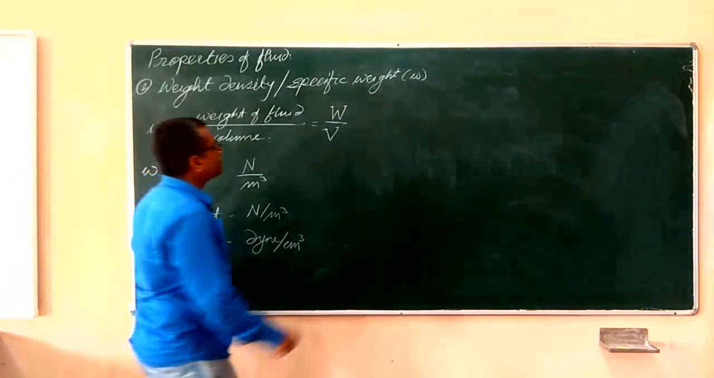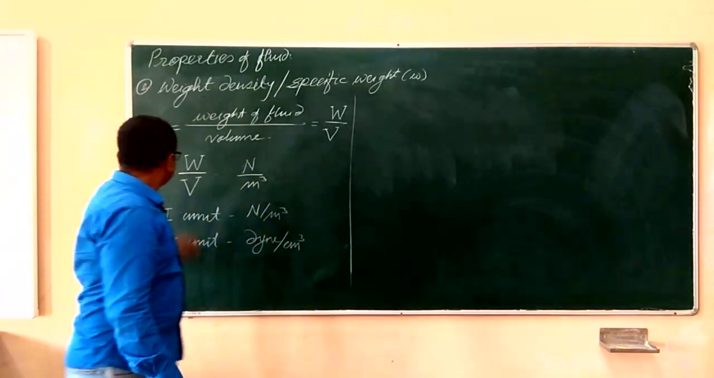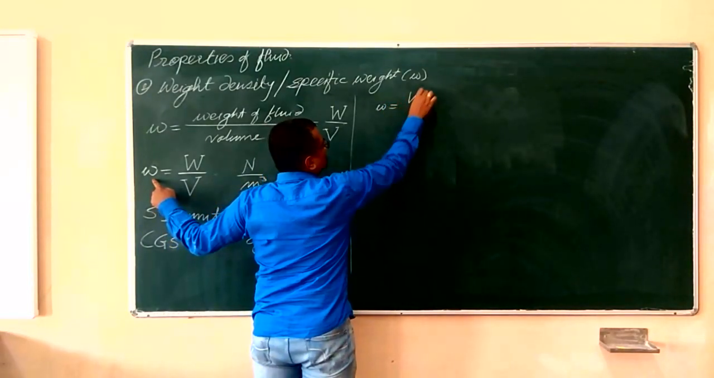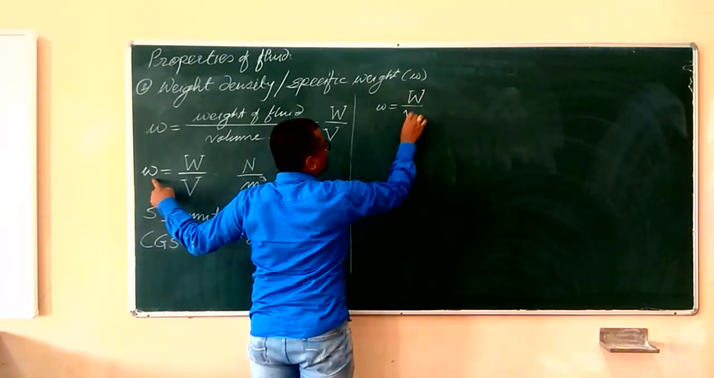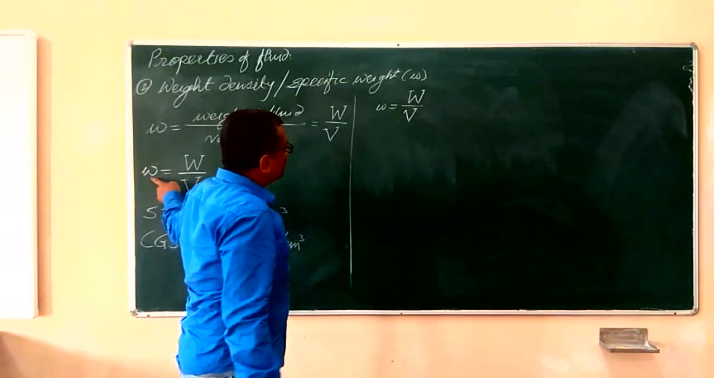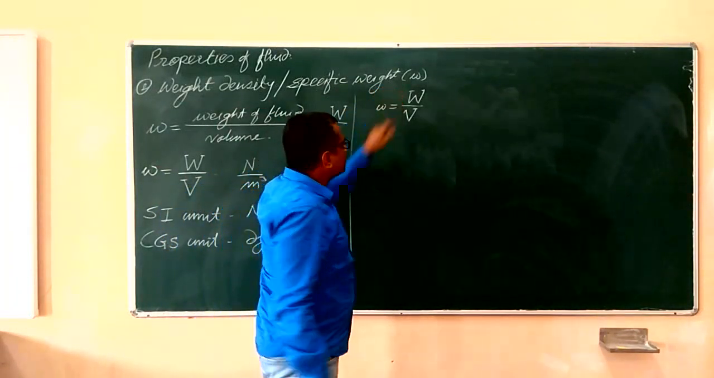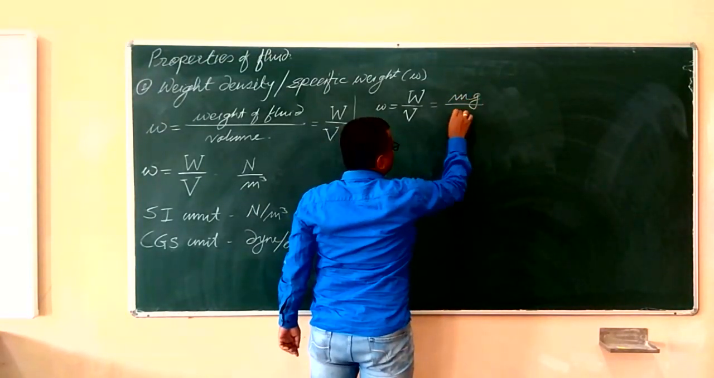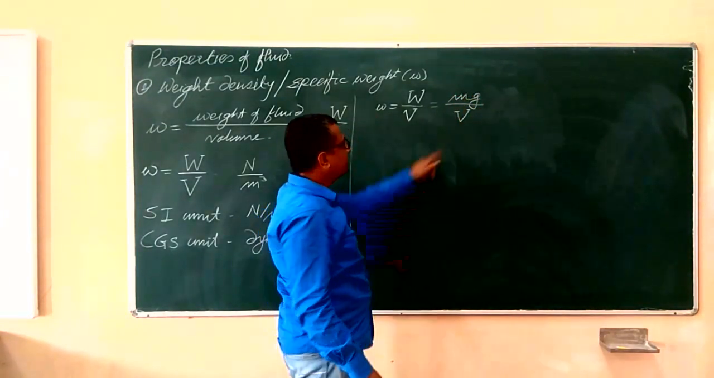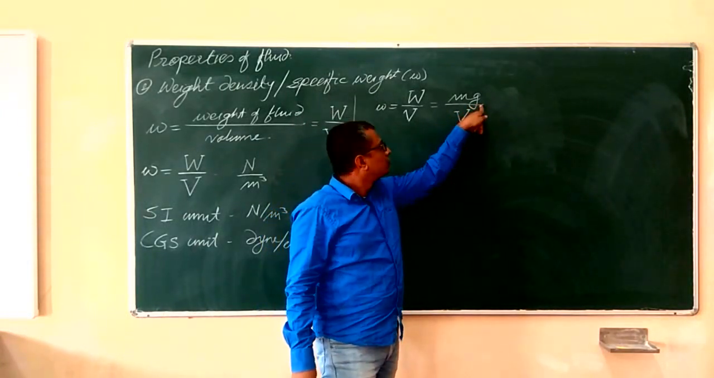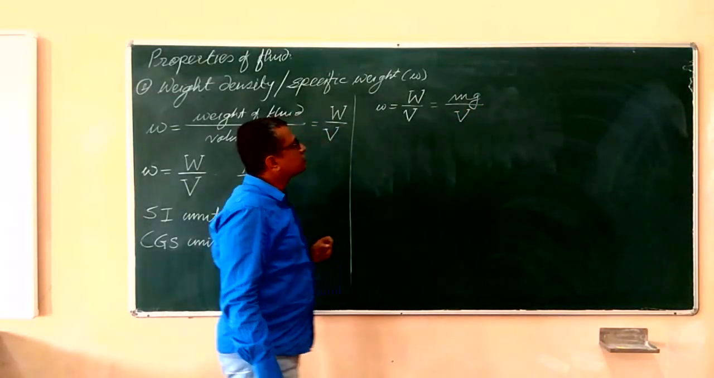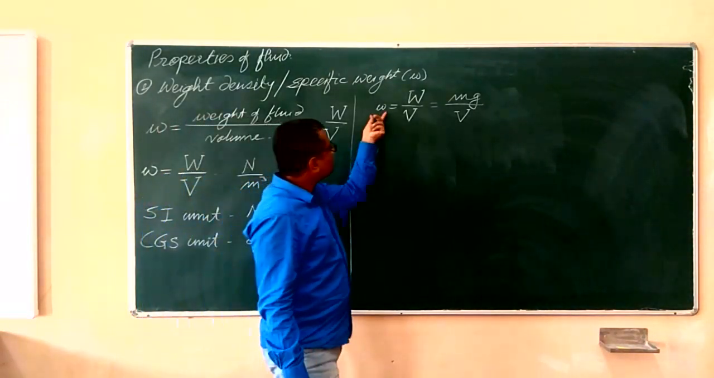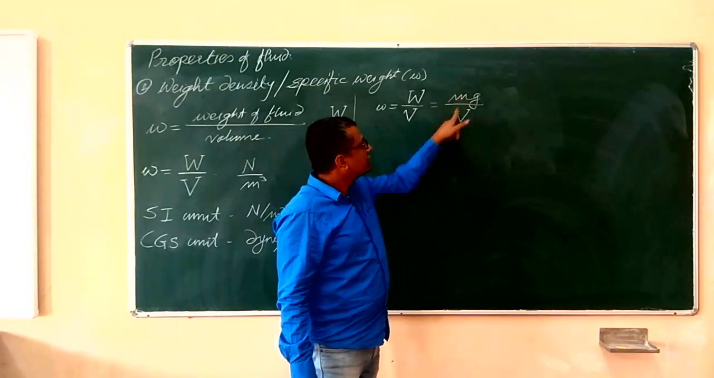One more relation that I would like to tell you about the specific weight. I would like to rewrite this formula for the specific weight as small w equals capital W, that is the total weight, divided by capital V, that is total volume. Now we know that the weight of the matter is expressed as mg, where m is the mass of the fluid and g is the acceleration due to gravity, which equals 9.81 meter per second square as far as we are on the earth. So the formula for the specific weight will be mg divided by V.